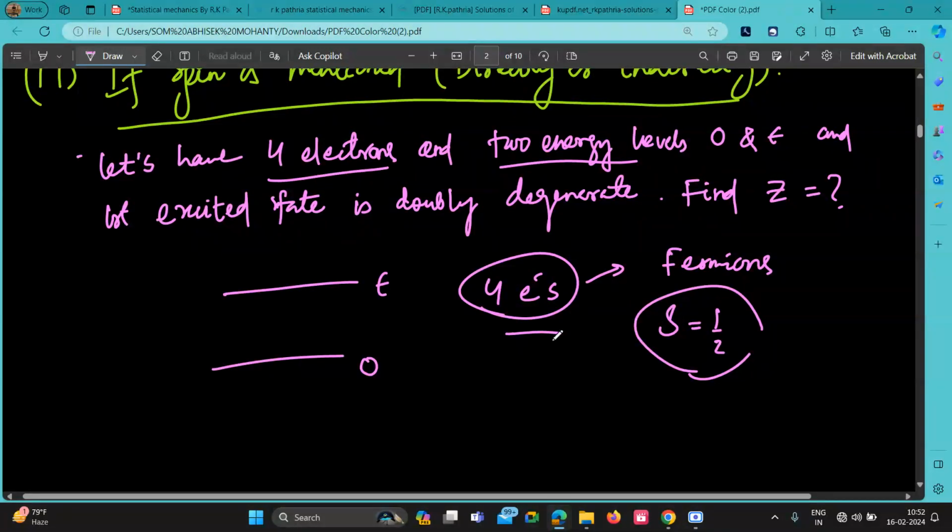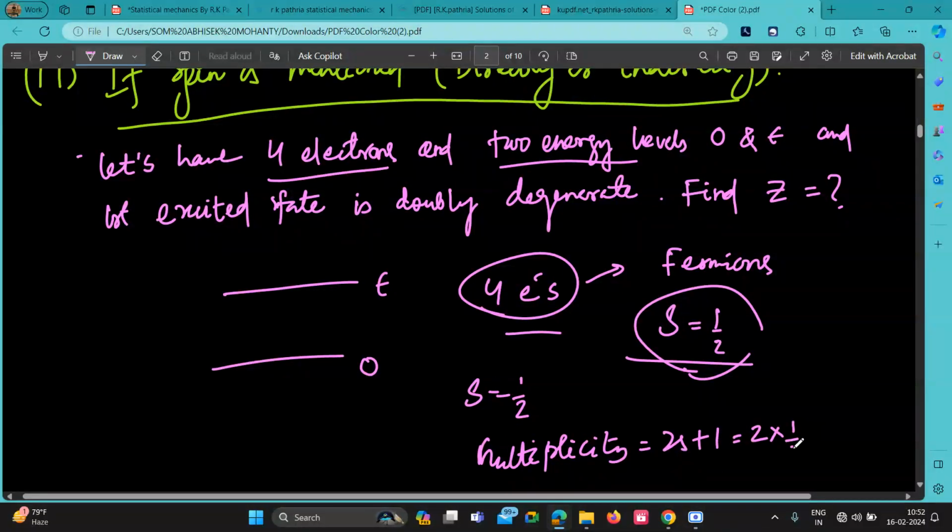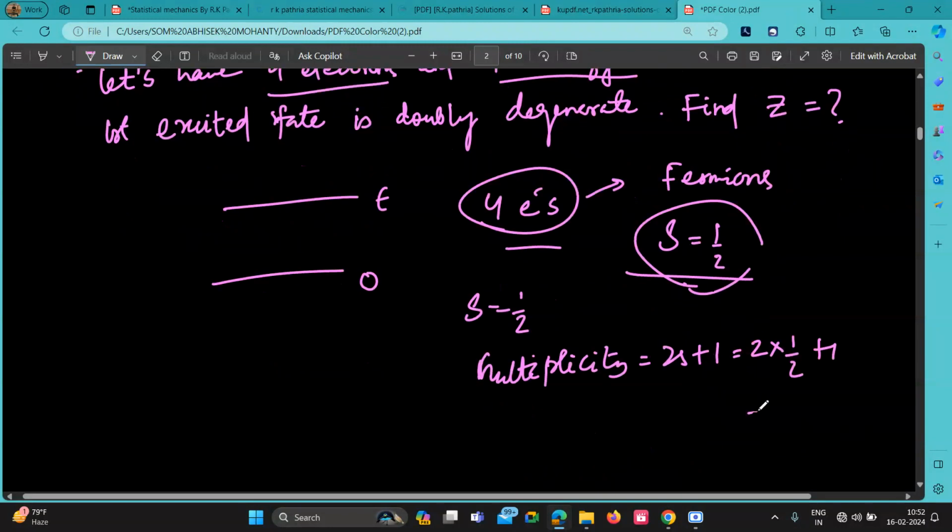Okay, see. First of all, spin is half. That means the multiplicity will be 2s plus 1. That is 2 into half plus 1. So that is 2. So maximum 2 electrons can be in one state. Alright, that is the thing. Maximum 2 electrons can be in one state. Okay. So 4 electrons are arranged this way. Right? 4 electrons are then arranged this way.